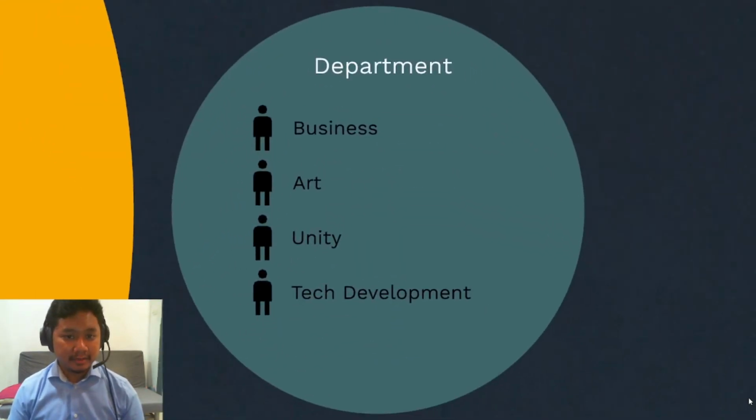So there are four departments. The first department is the business department. They find us clients and handle human resources. The art department prepares assets for us, like UI, background images, or 3D models. The Unity department, which is the department I'm under, handles gamification, something like AR or VR, and that's all.